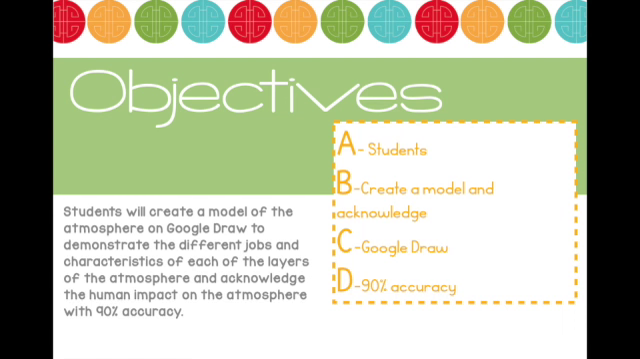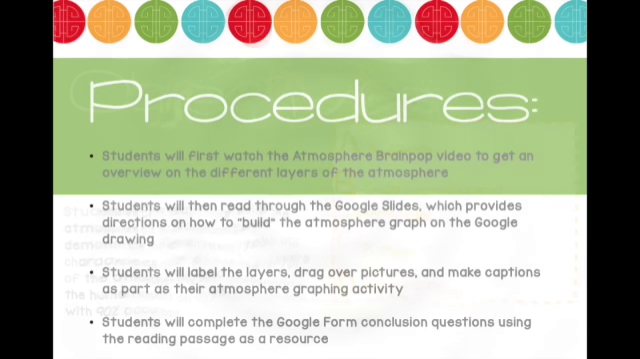For the reading passage, the Google Slides, and there's a video that also helps them with the pictures. So they do have to be able and be willing to find that information in the resources I provided. So my audience is students. My behavior that I'm wanting them to do is to create a model and to acknowledge that we as humans will impact global warming. And the conditions I'm using is going to be Google Draw primarily. And 90% accuracy, as I've previously described, it is an easier activity. I do expect a higher percentage of accuracy because of that.